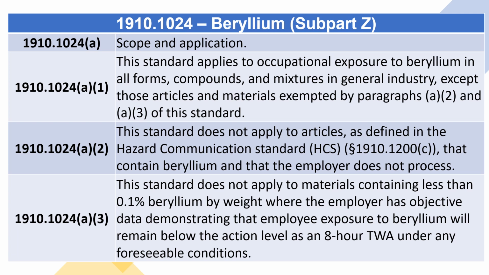1910.1024, A2. This standard does not apply to articles, as defined in the Hazard Communication Standard, HCS, Section 1910.1200(c), that contain beryllium and that the employer does not process. 1910.1024, A3. This standard does not apply to materials containing less than 0.1% beryllium by weight where the employer has objective data demonstrating that employee exposure to beryllium will remain below the action level as an 8-hour TWA under any foreseeable conditions.